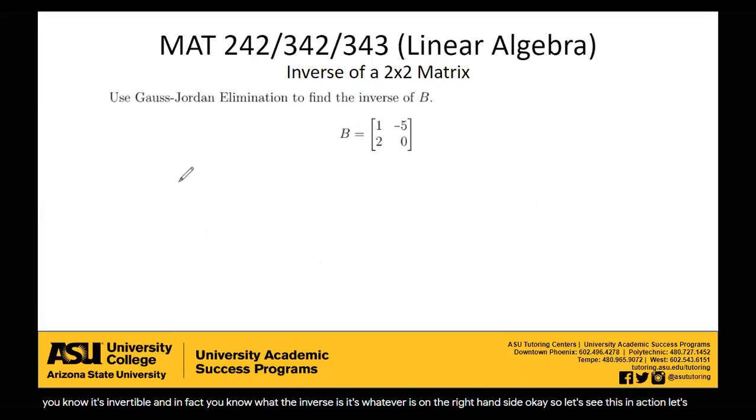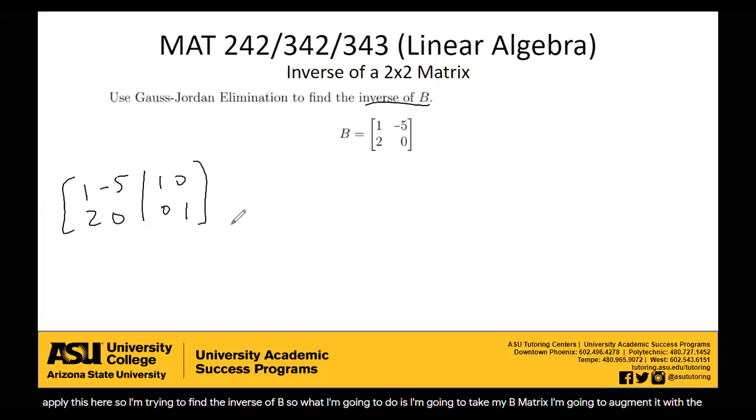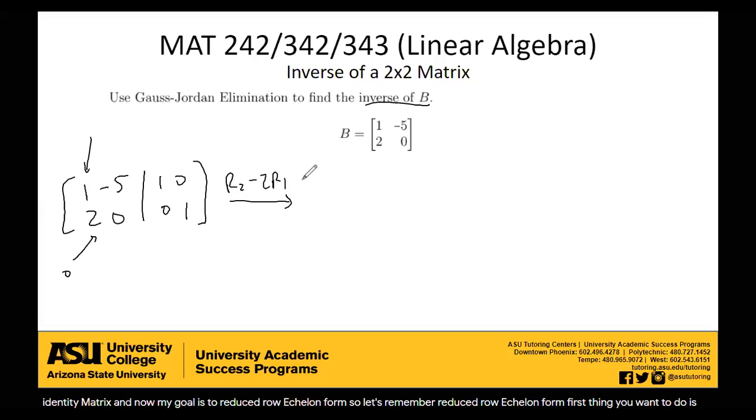Let's apply this here. So I'm trying to find the inverse of B. So what I'm going to do is I'm going to take my B matrix, and I'm going to augment with the identity matrix. And now my goal is to reduced row echelon form. So let's remember reduced row echelon form. First thing you want to do is get a 1 here, which we already have, so that's nice. Next step is we want to get this to be a 0. So if we take row 2 minus 2 row 1s, let's see what happens.